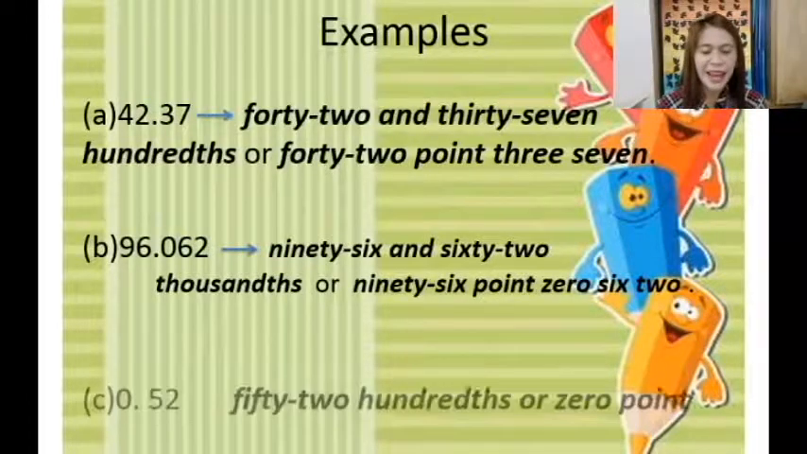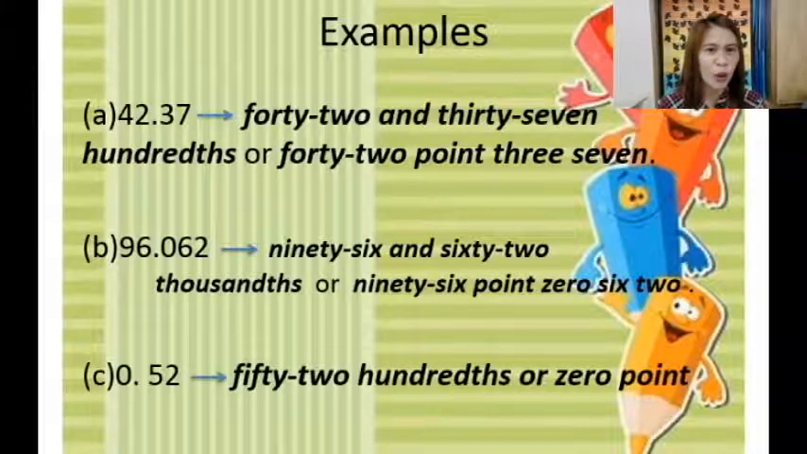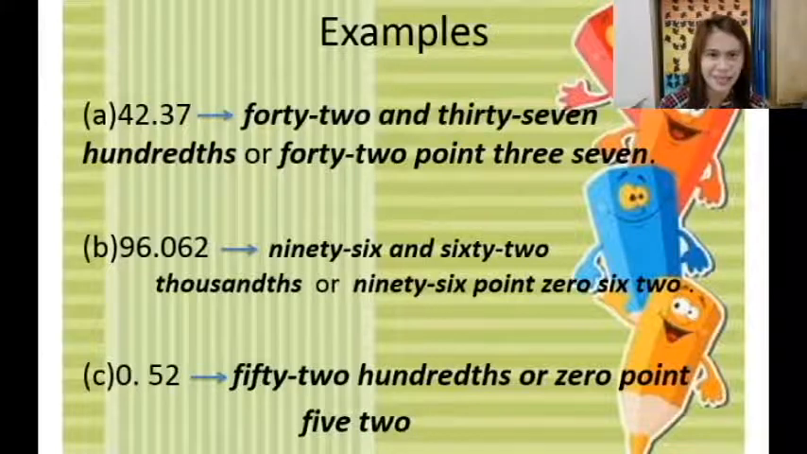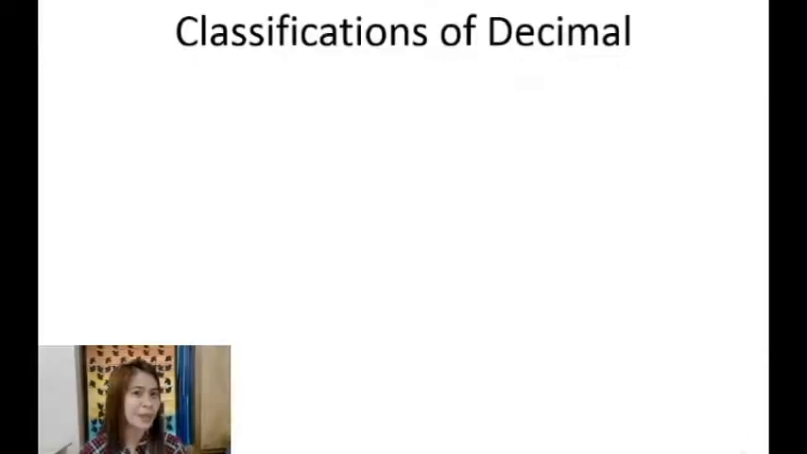Okay. Next, 0.52, or 52 hundredths. 52 hundredths, or 0.52. Okay. Now, let's proceed with how to read and write.